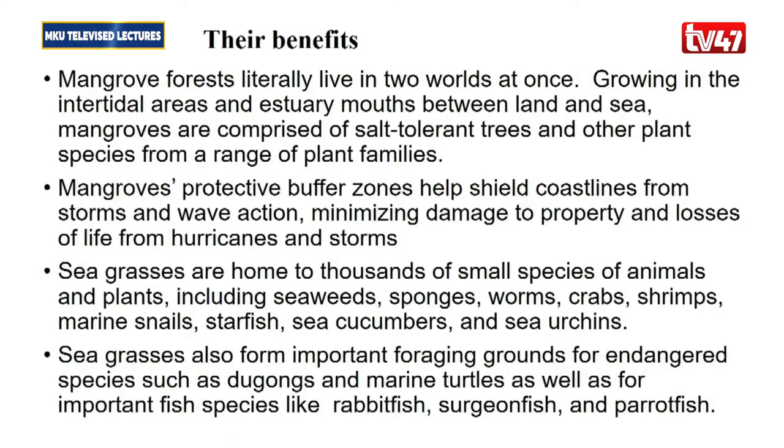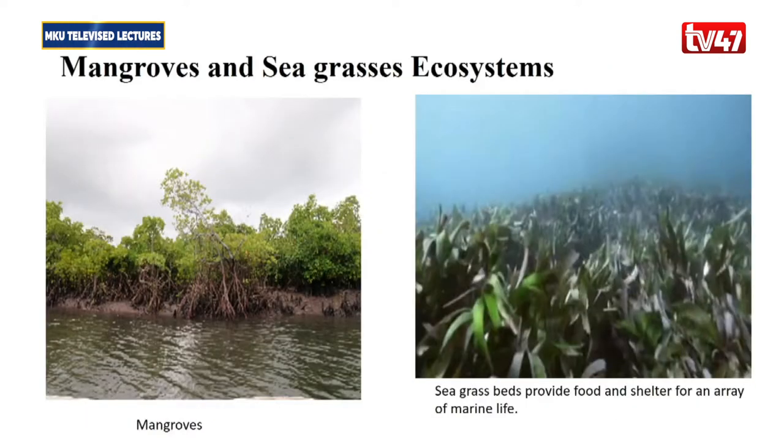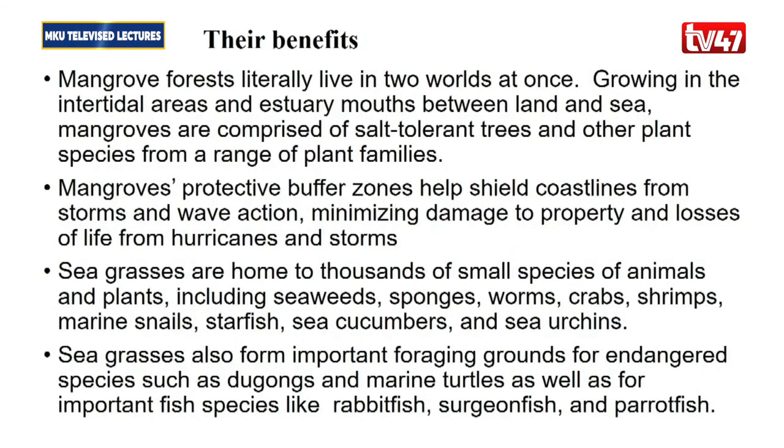Seagrasses are homes. I hope you still remember the seagrasses. Seagrasses are these, and they're underwater. They're used by most of those endangered species to feed on, instead of going to the coast or along the beaches to feed. They just feed underwater for protection. So these seagrasses are home to thousands of small species of animals and plants, including seaweeds, sponges, worms, crabs, shrimps, marine snails, starfish, sea cucumbers, and sea urchins. All these small species are normally hosted by the seagrasses.